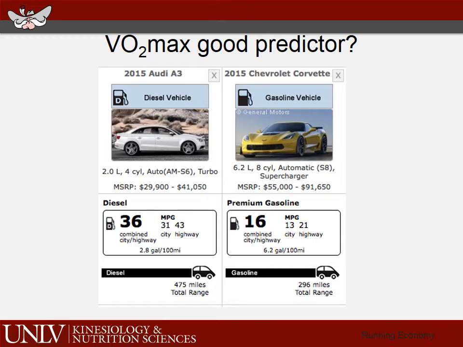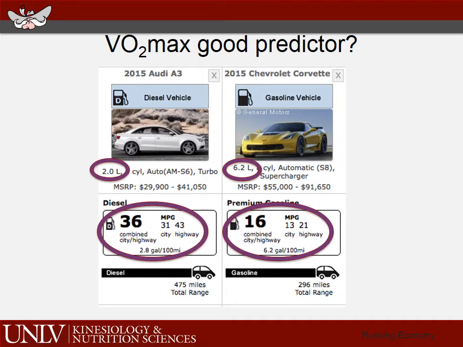So we're going to think about this. It's a very famous analogy dealing with cars and gasoline, right? A car may have the highest power capabilities and the biggest capacity, but the car that is the most efficient will allow the greatest travel with the least amount of gas, and therefore the least cost. So let's say the Audi A3 is more economical than the Chevy Corvette, but the Corvette is much more powerful. Look at that, 475 miles total range versus 296. Very impressive.